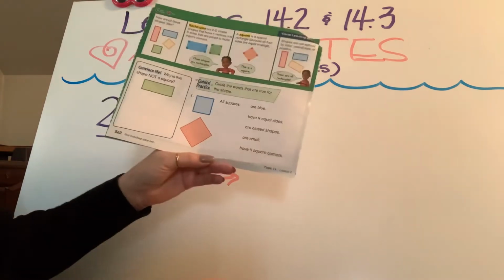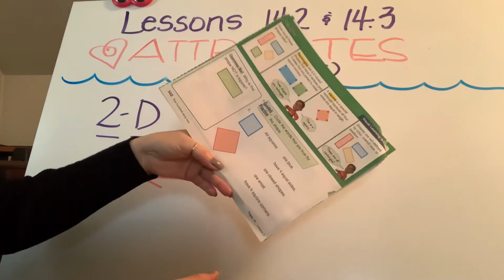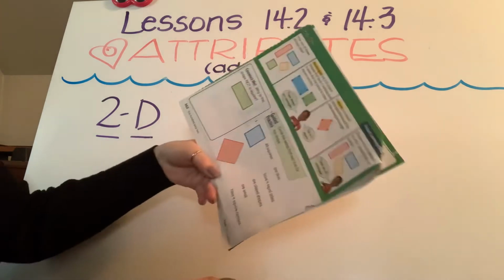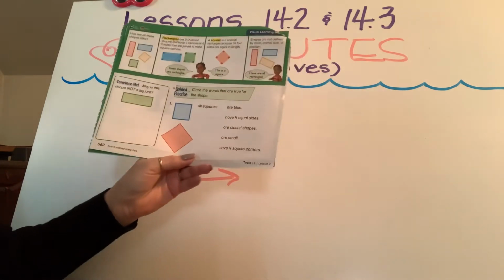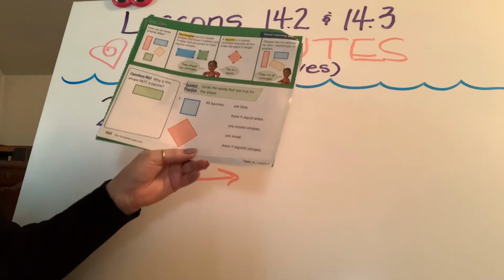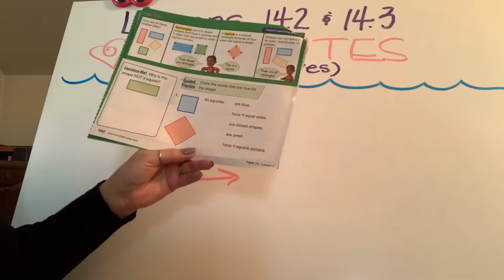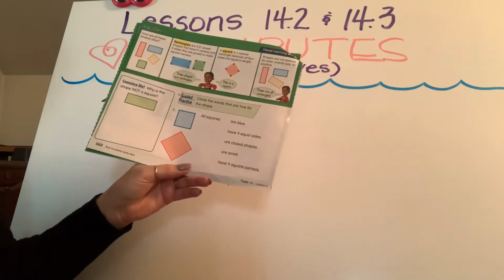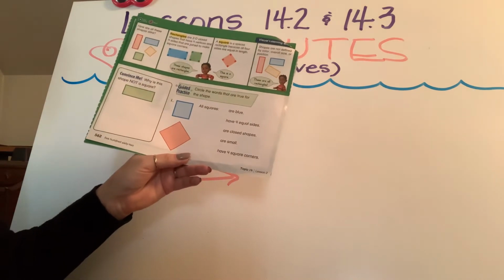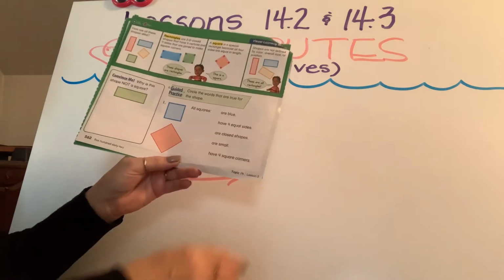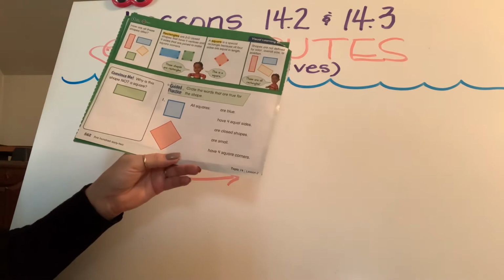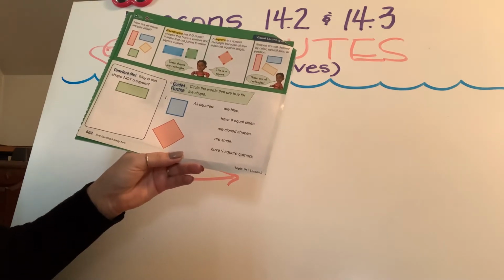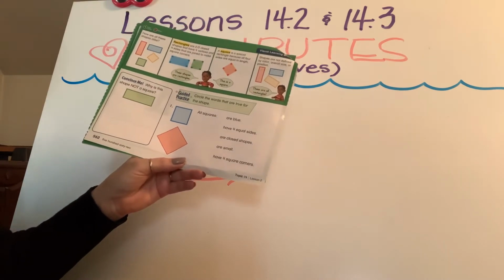All right, let's look at number 1. Now, if I tilt my paper, do you see that both those shapes are the same? The pink one is just a little bit bigger. All right, all squares are blue? No, that doesn't make sense. All squares have 4 equal sides. Ooh, I think we're on to something. All squares are closed shapes.